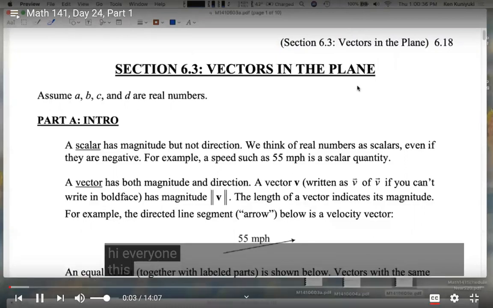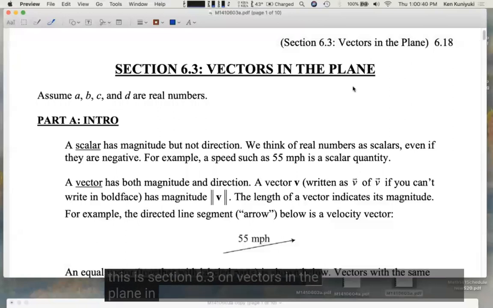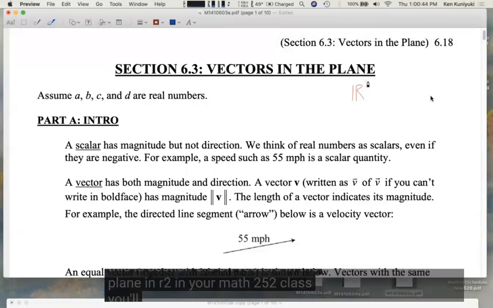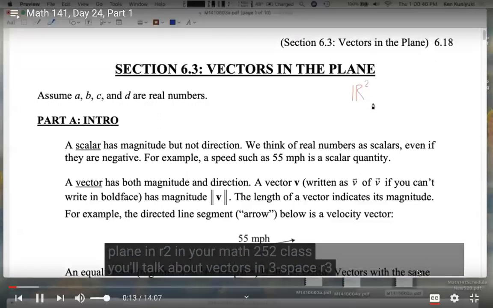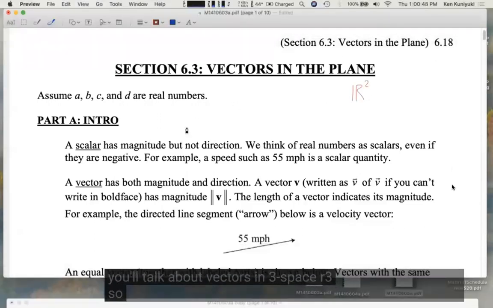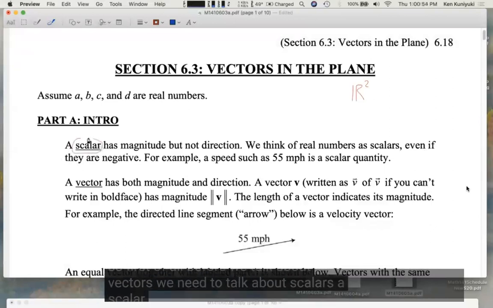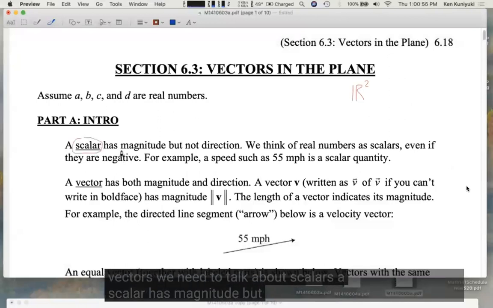Hi everyone, this is section 6.3 on vectors in the plane in R2. In your Math 252 class, you'll talk about vectors in three space, R3. So first of all, before we talk about vectors, we need to talk about scalars. A scalar has magnitude, but not direction.